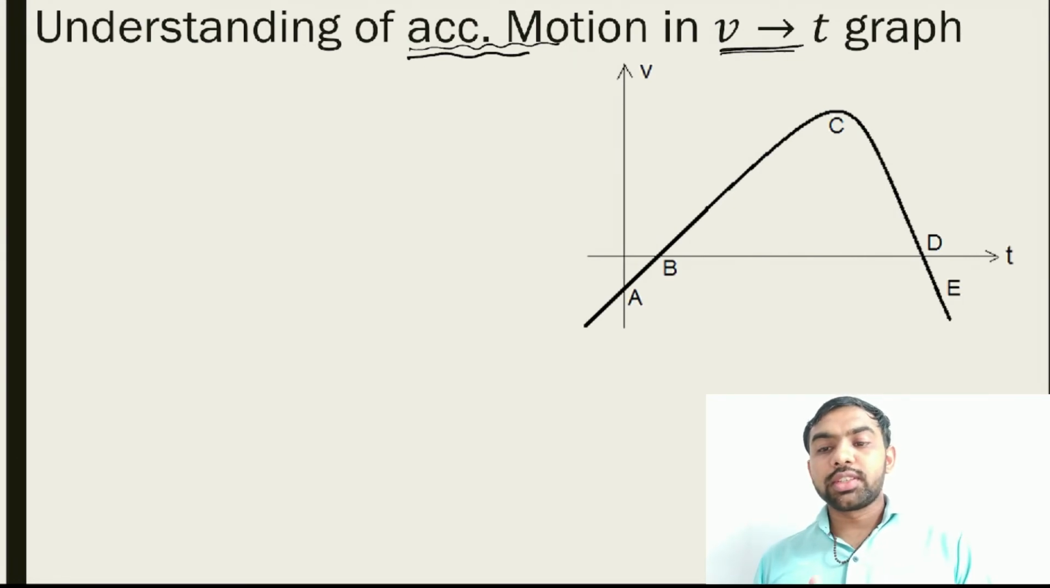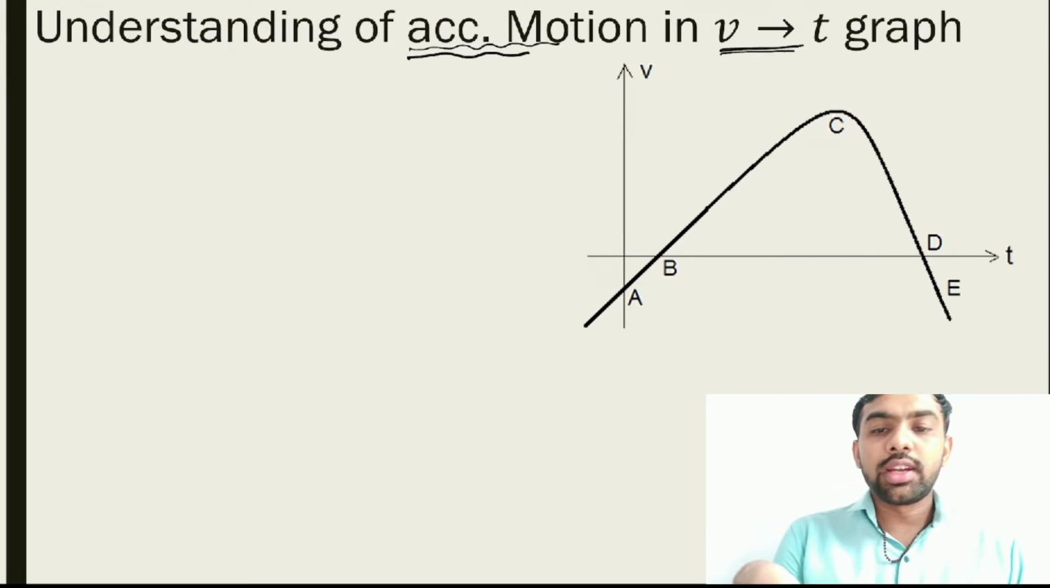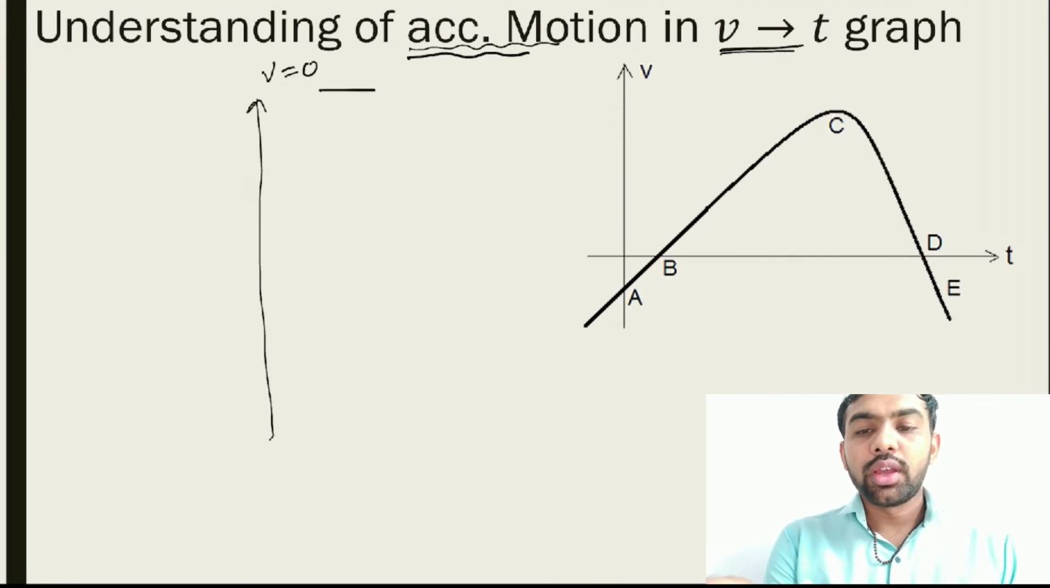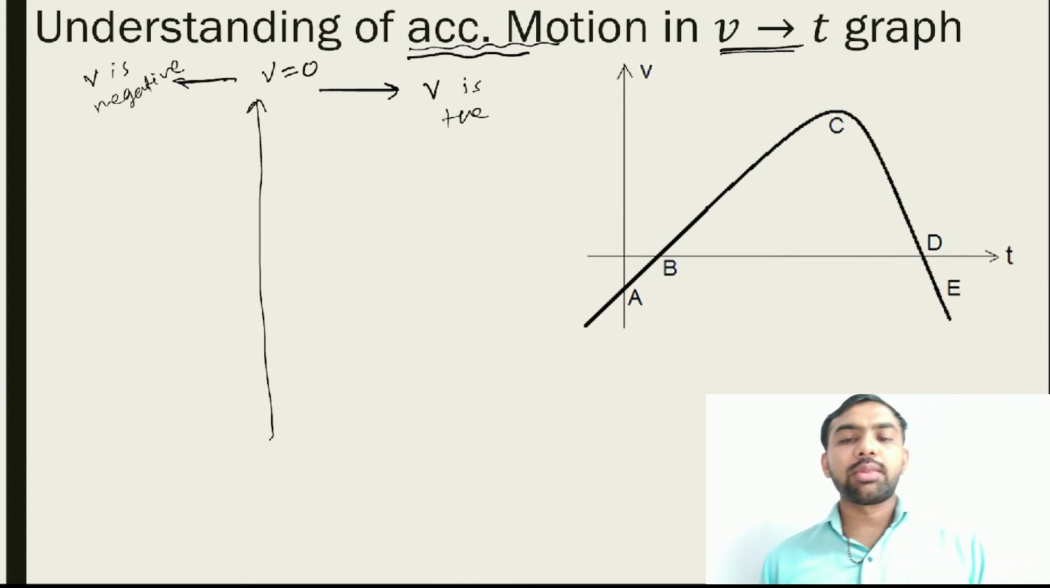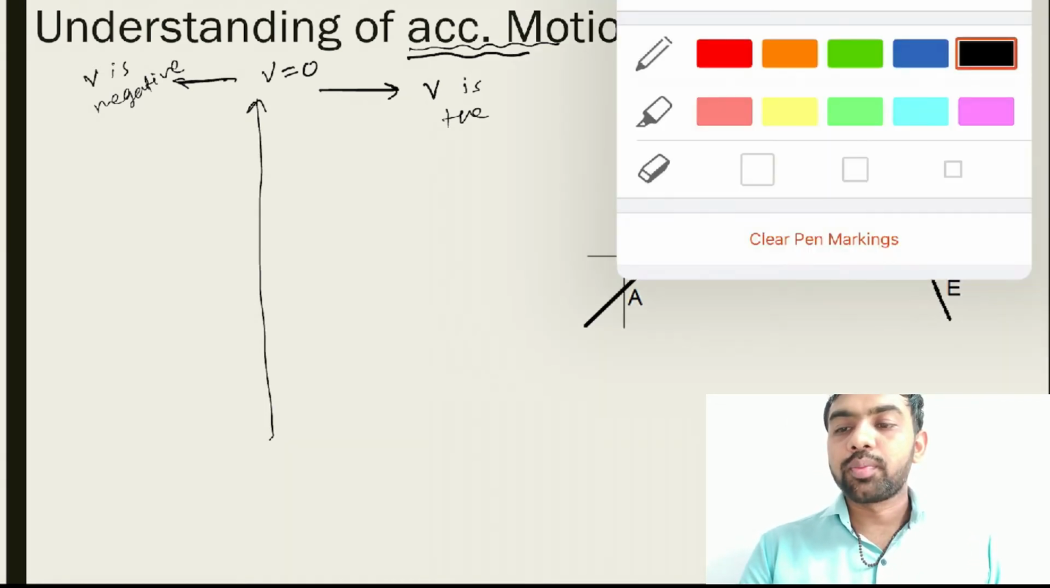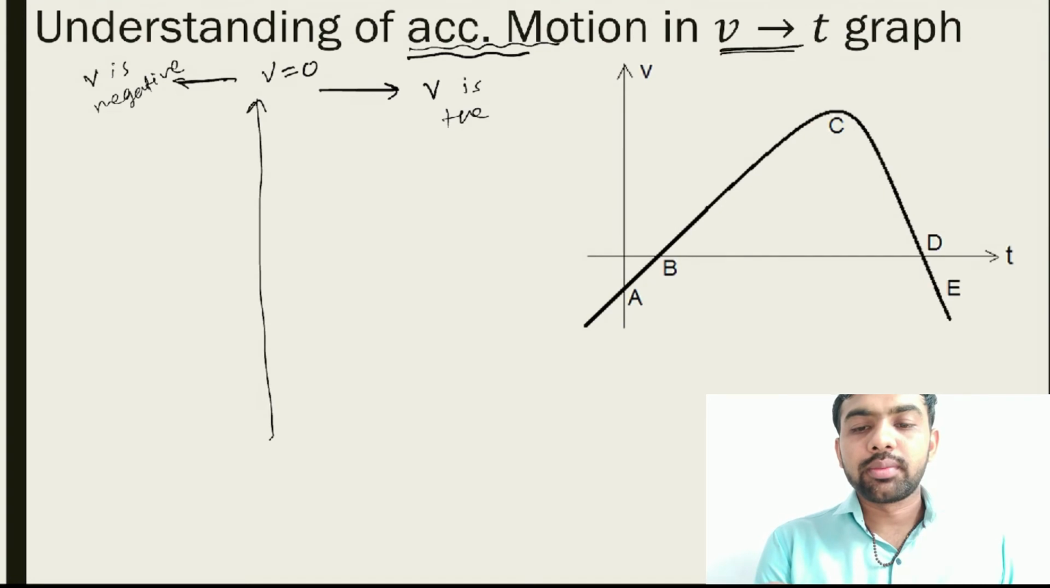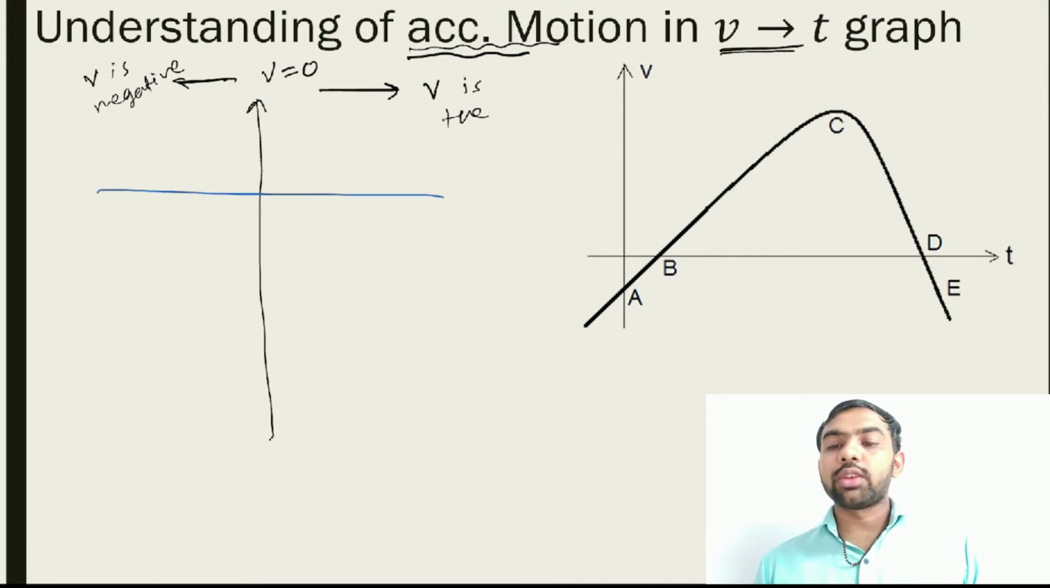So here the different positions are given, positions A, B, C, D, E, all those positions are given. Let's consider somewhere here v is equal to 0. In this direction v is positive, in this direction v is negative. ऐसा हम काउंट करते हैं. ठीक है, and on the right hand side v is positive, on the left hand side v is negative. Let's understand it properly. Suppose you consider the point A. So at point A velocity is negative.